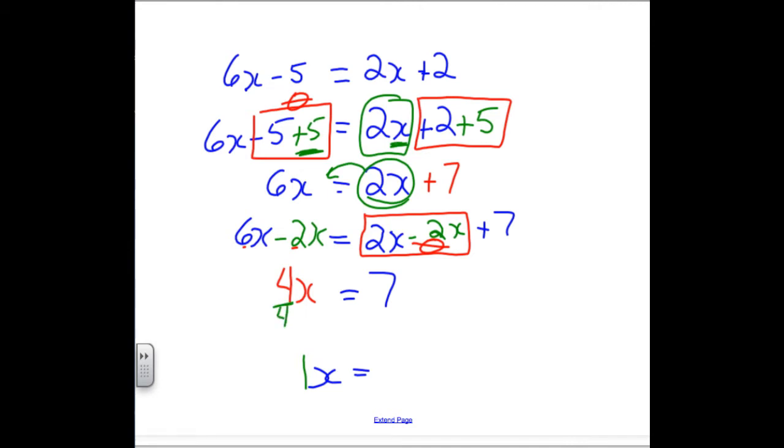And of course, what I do to one side, I do to the other. So in this case, a single x is worth 7/4. And if I wanted to make that a decimal, it would be 1.75.